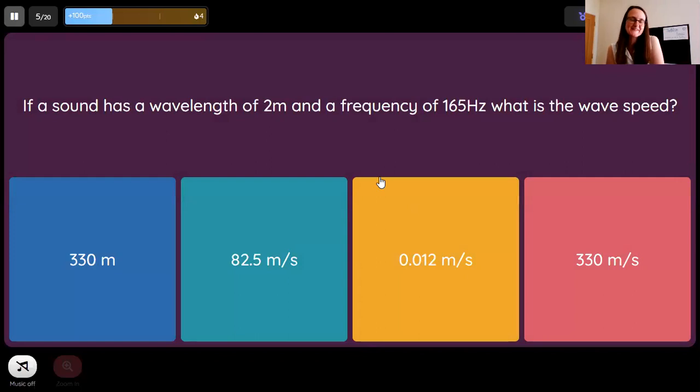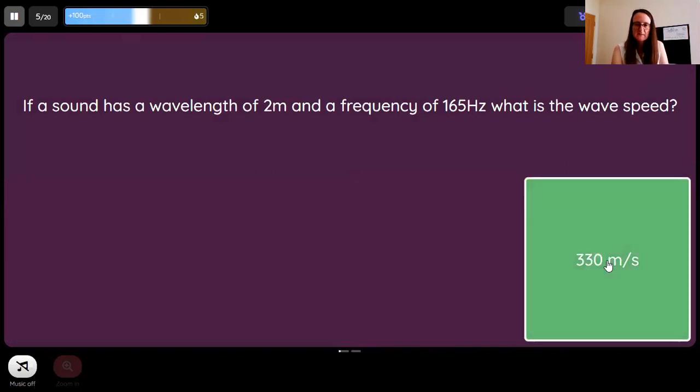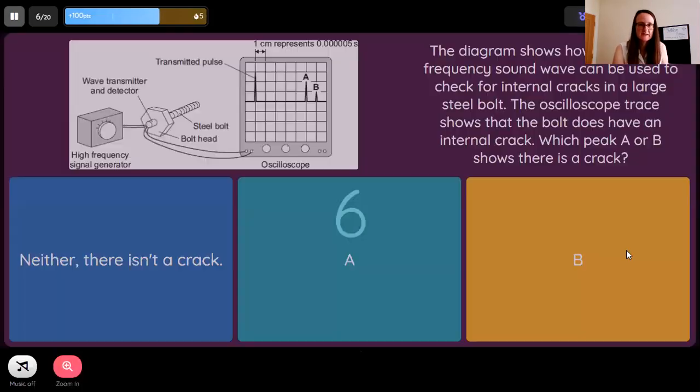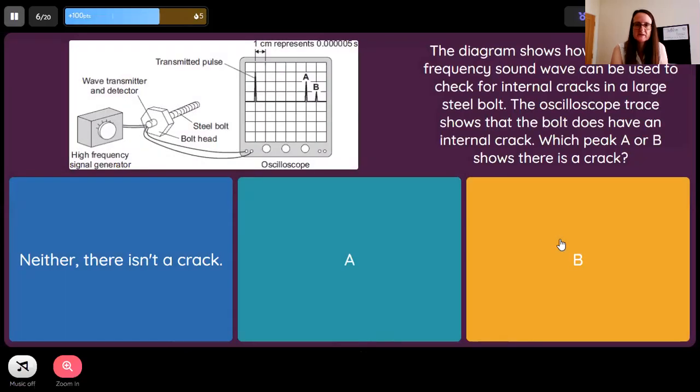Okay, if a sound has a wavelength of 2 meters and a frequency of 165 hertz, what is the wave speed? Well, here we're just doing v equals f lambda. We've got f is 165 hertz, lambda's 2 meters, and so our answer is simply the two multiplied together, and that is 330 meters per second. There we go.